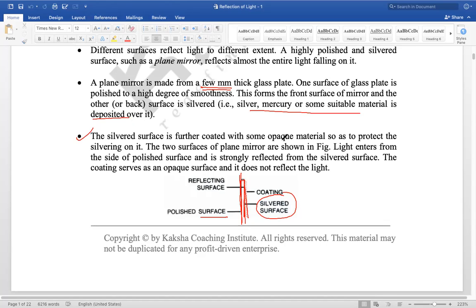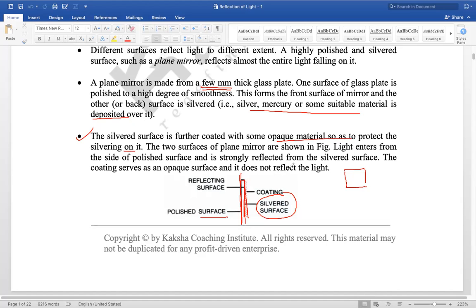The silvered surface is further coated with some opaque material so as to protect the silvering on it. अब ये silvering तो remove हो सकता है कि कोई भी अगर उसको touch करेगा और ऐसे नाखून से भी ऐसे करेगा तो remove हो जाएगा, right? तो उसको protect करने के लिए हम लोग क्या करते हैं, पीछे एक हम लोग opaque material से coat कर देते हैं, paint जैसा होता है, rusty color का, generally rust color का, जिससे कि हम लोग उसके पीछे coating कर देते हैं.